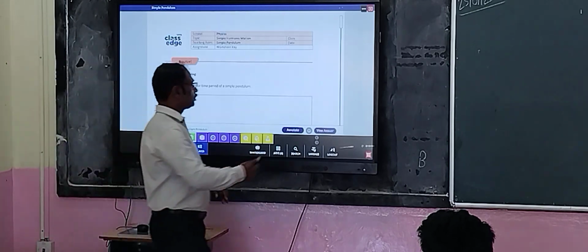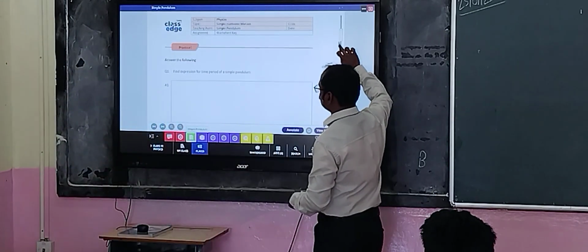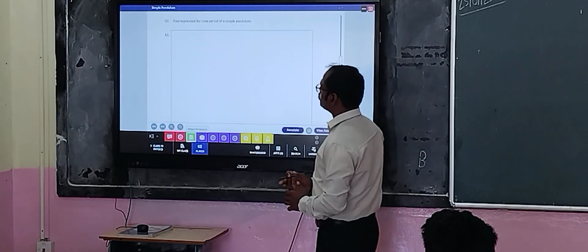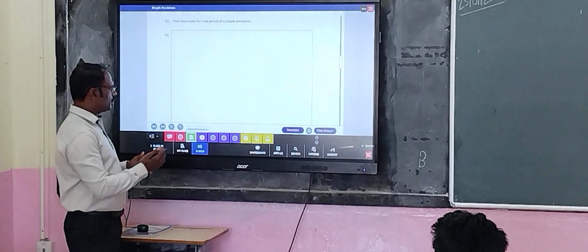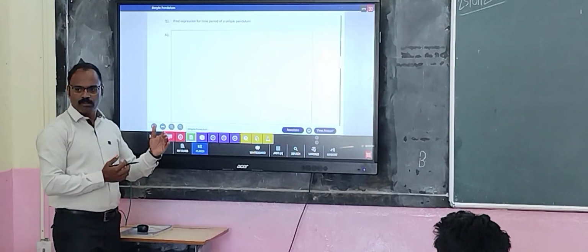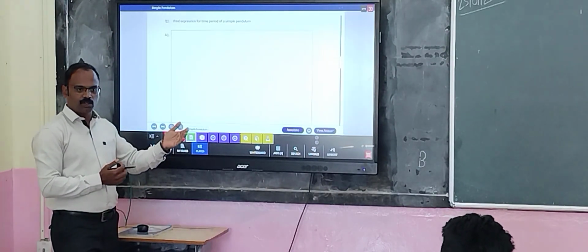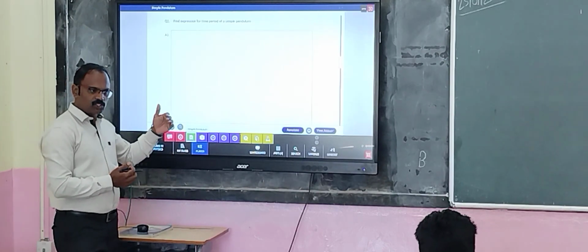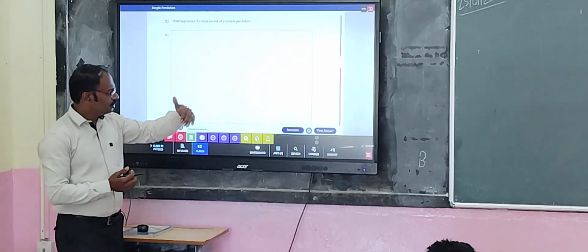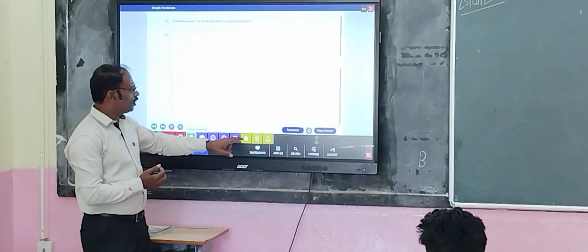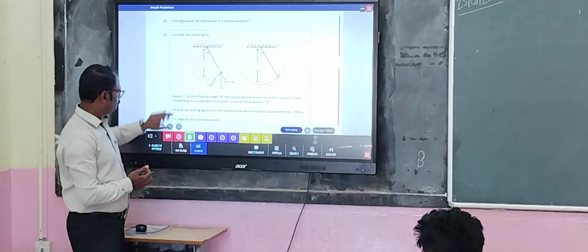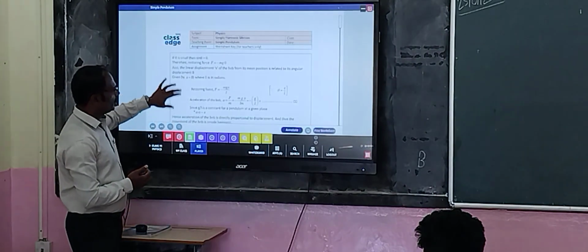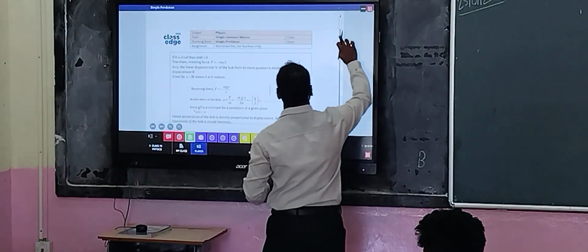So these are the questions. Can you find the expression for the time period of a simple pendulum? First we have to draw the diagram. From the diagram we can find the force along the tangential line and the force along the radial line. Then we can find the expression for the time period.